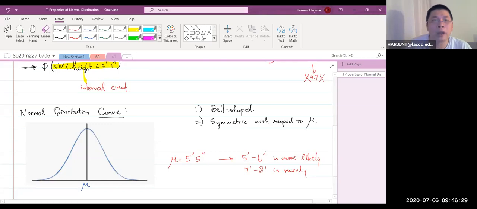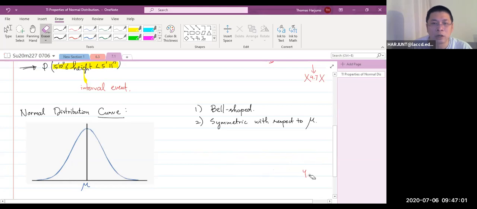So if you compare these two events here, both of them are a 1 foot interval, but because 5 to 6 is closer to the mean, it is more likely to happen compared to the same interval length but further from the mean. That's when we say it's bell-shaped.